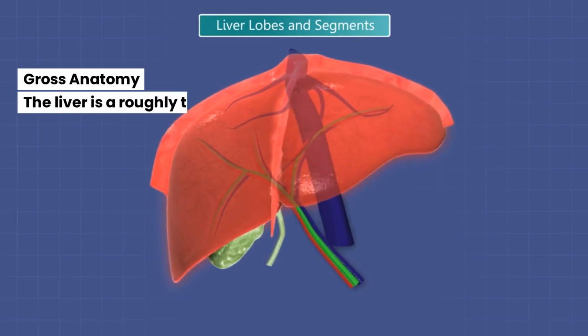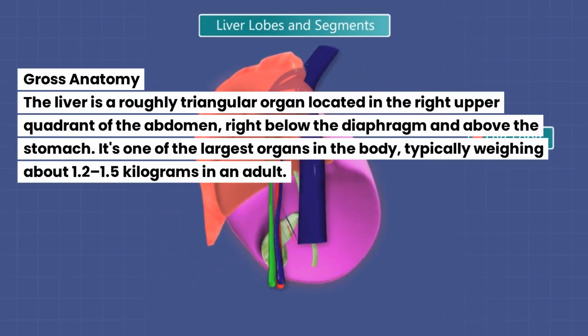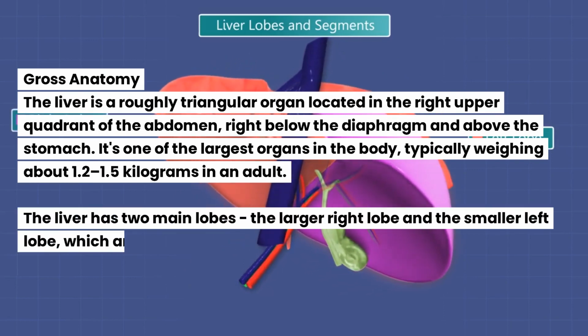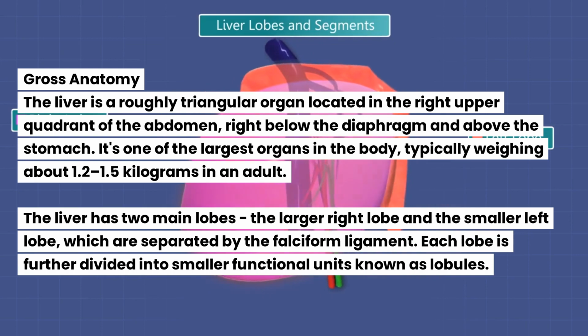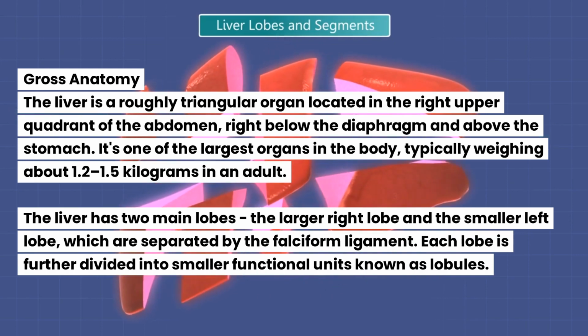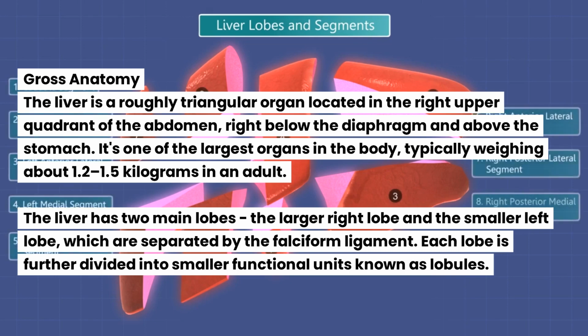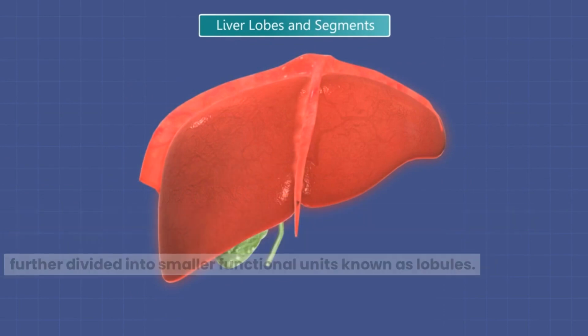Gross anatomy. The liver is a roughly triangular organ located in the right upper quadrant of the abdomen, right below the diaphragm and above the stomach. It's one of the largest organs in the body, typically weighing about 1.2 to 1.5 kilograms in an adult. The liver has two main lobes, the larger right lobe and the smaller left lobe, which are separated by the falciform ligament. Each lobe is further divided into smaller functional units known as lobules.